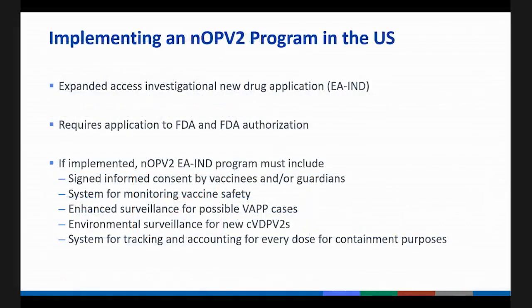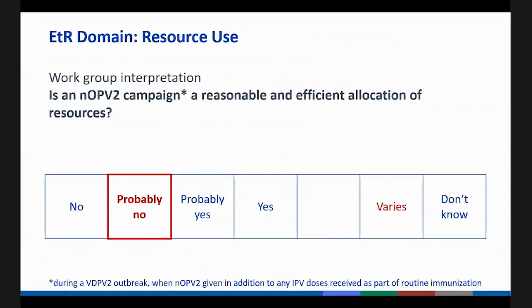Moving on now to resource use and feasibility. NOPV2 is not yet approved for use in the US, so if we wanted to use NOPV2, the mechanism we'd be using would be the Expanded Access Investigational New Drug Application, or EAIND, formerly known as compassionate use.